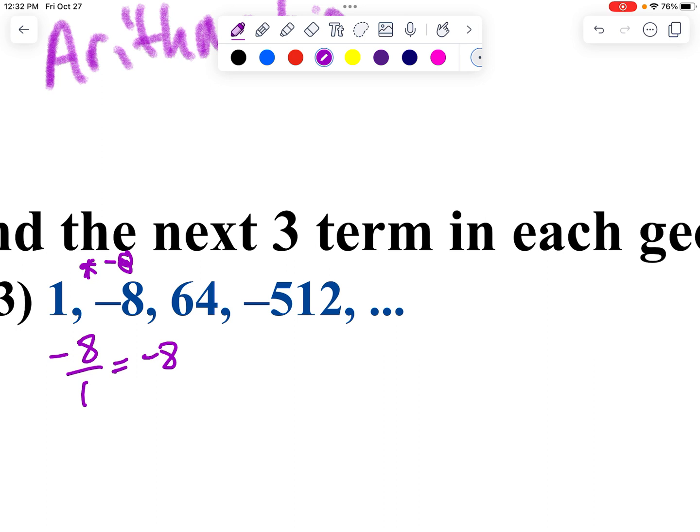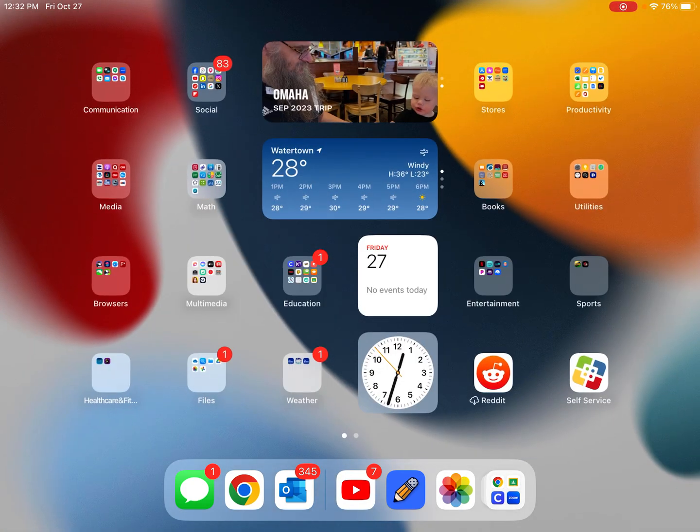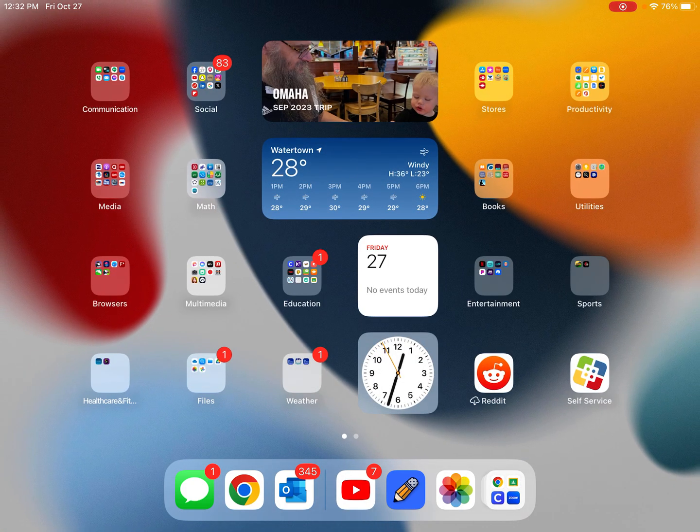1 times negative 8 is negative 8. Negative 8 times negative 8 is 64. 64 times negative 8 is negative 512. So to get my next term, I'm going to take negative 512 and multiply that by negative 8. I know my answer is positive, but I think I'll use my calculator on that one. Okay, I got to bring up my calculator here.